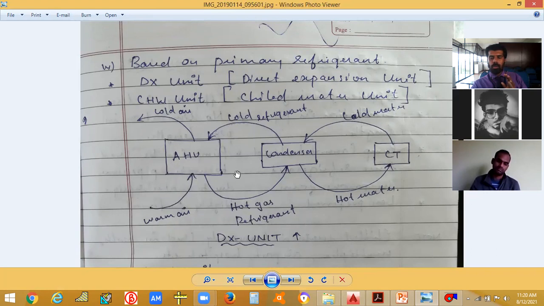We have already studied the vapor compression cycle, right? That's what is happening here. So it goes back to the condenser, or the outdoor unit. This hot gas refrigerant has to be converted back to cold refrigerant. So usually you'll be having two types: one is water cooled and one is air cooled.